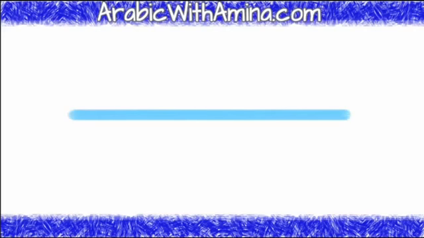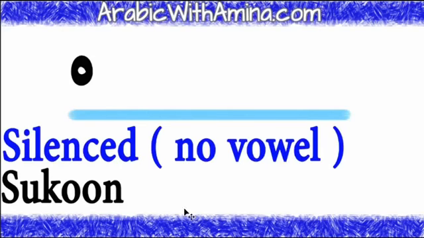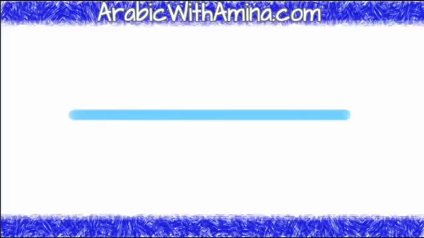The fourth one is not considered a vowel yet is still there. It is sukoon, which means silence in English, and it means no vowel. It's written as a small circle on top of the letter. And we'll be seeing some examples in just a bit.